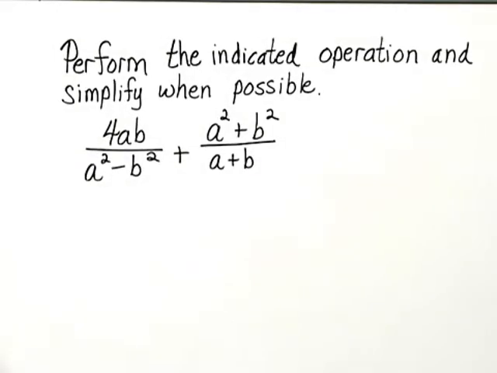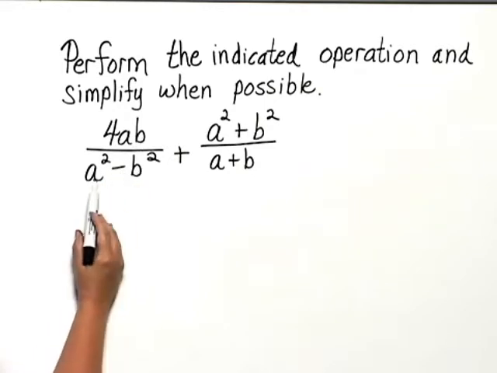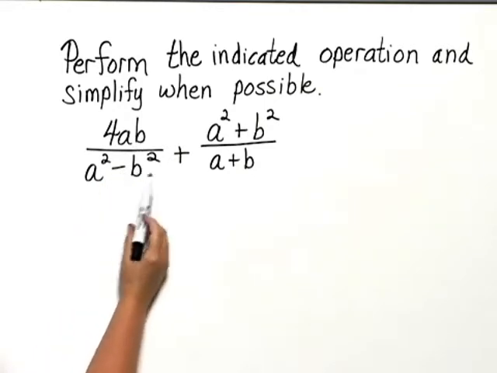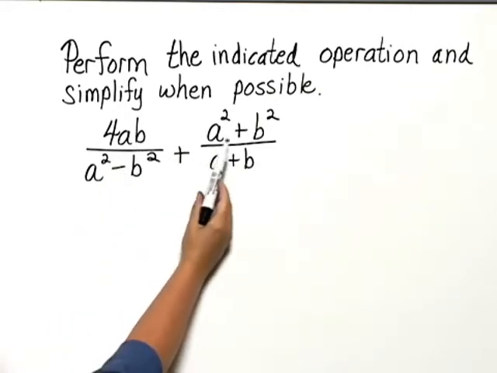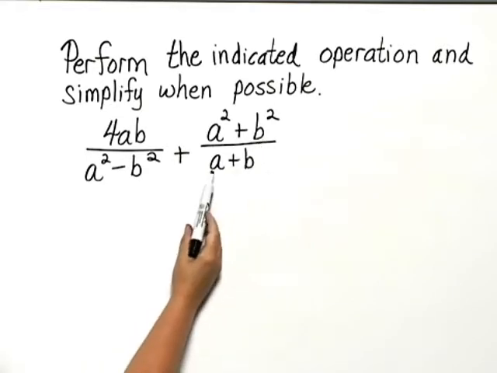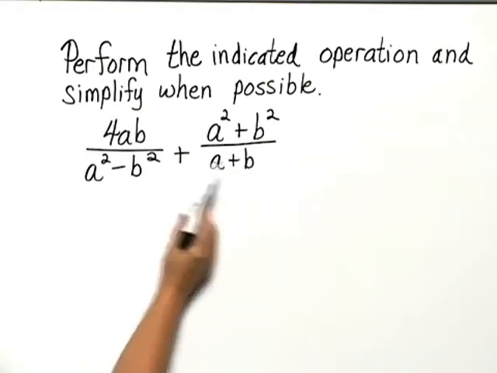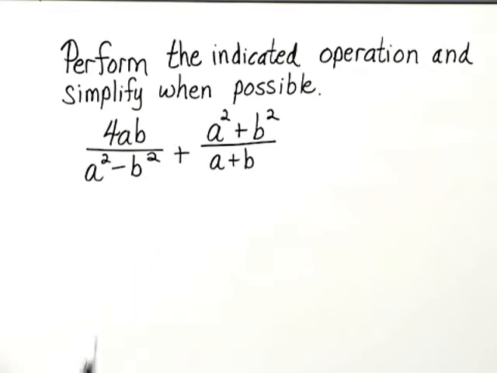Perform the indicated operation and simplify when possible. We have 4ab over a squared minus b squared plus a squared plus b squared over a plus b. We need to add rational expressions, so we concentrate first of all on finding a common denominator.